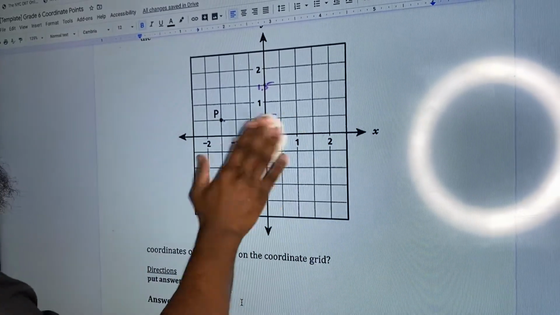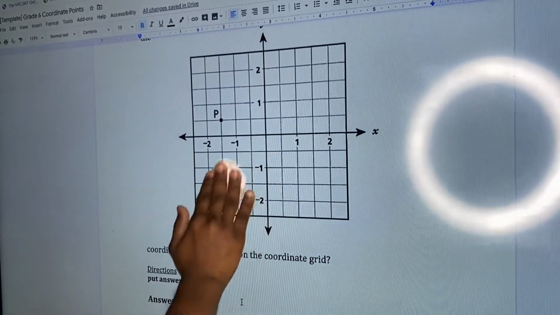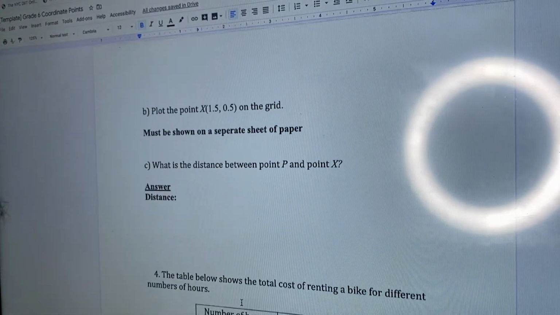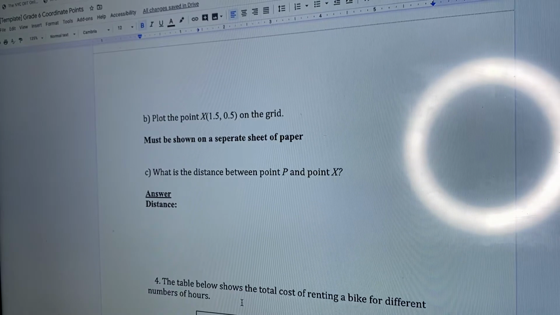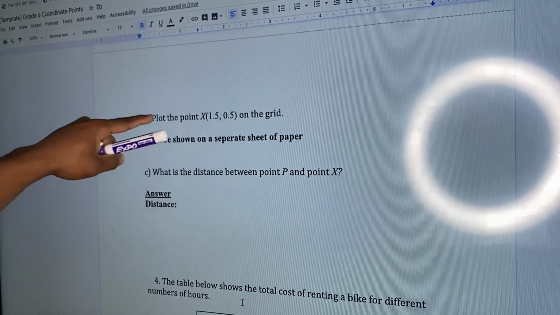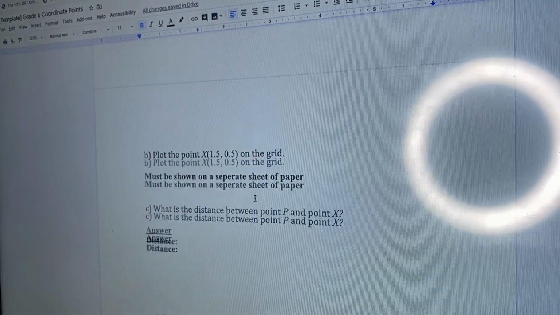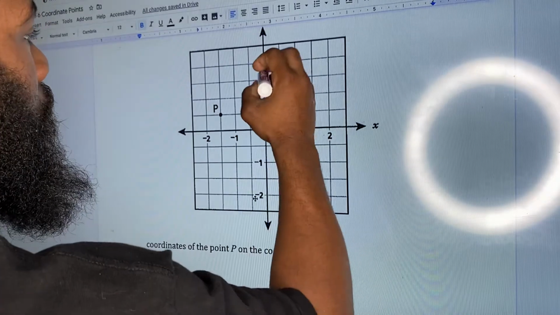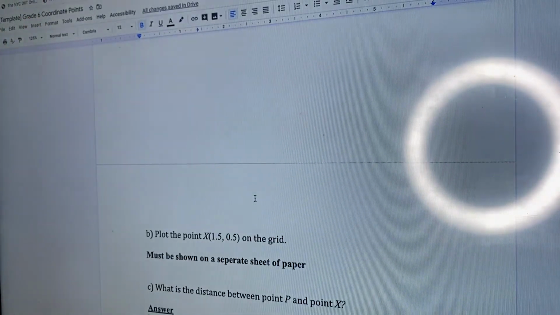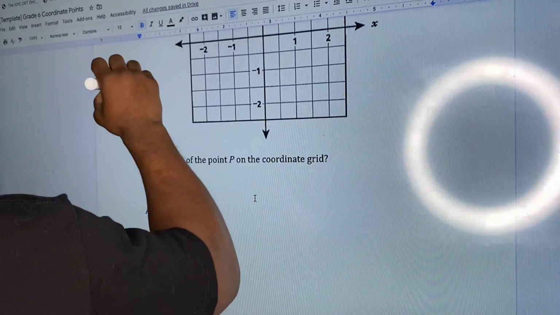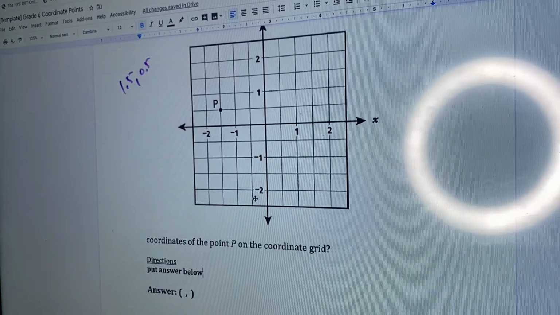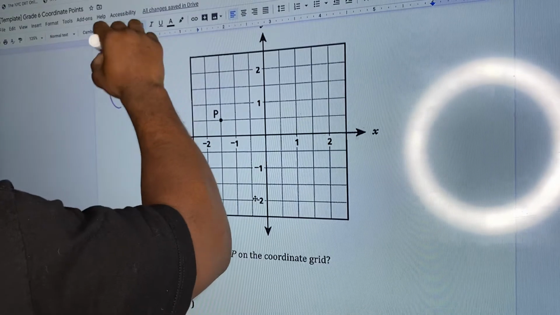I'll leave that below. Plot the point 1.5, 0.5 on the grid. So again, this question here relates to this question here. So again, with the coordinates, what's that coordinate? 1.5, 0.5. All right, that's the coordinate. Again, this is the x and this is the y.